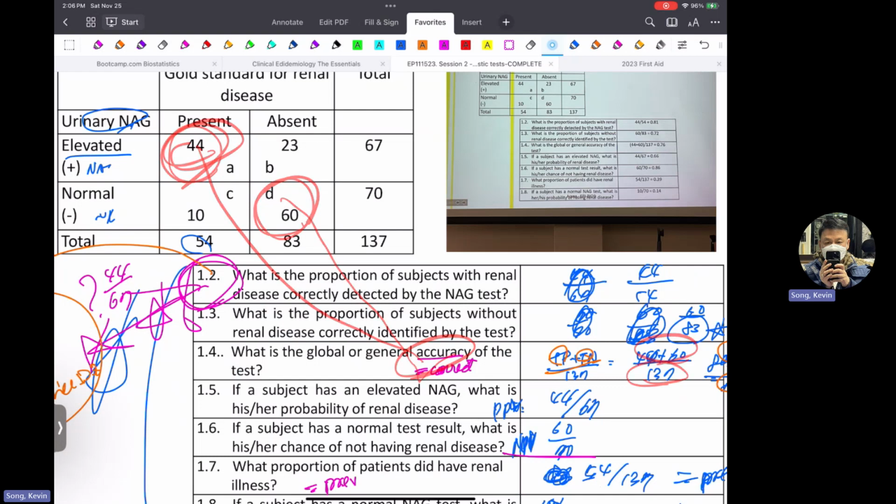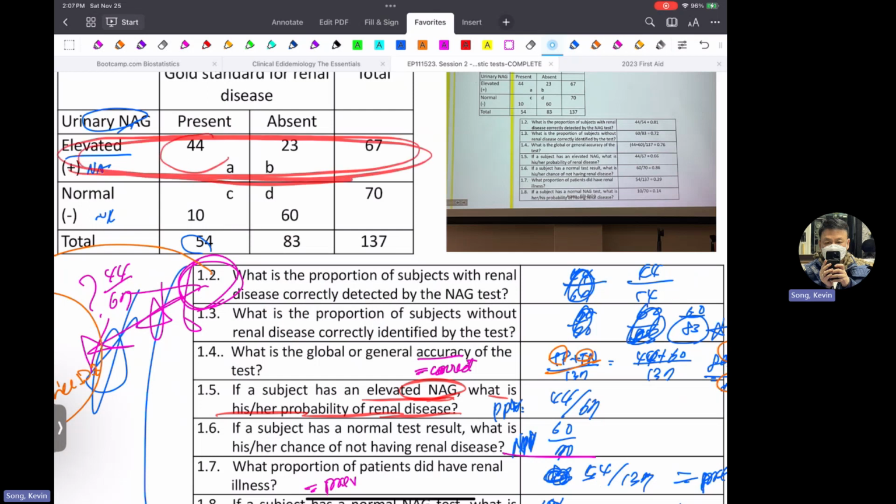Okay. Next question: if a subject has an elevated test, what is their probability of renal disease? If the test is elevated, so we are talking about this, right? What is the probability of renal disease? Renal disease is here, right? So out of this whole thing, what's the probability of this? What's another name for this quantity? This is nothing but the positive predictive value, PPV, right?